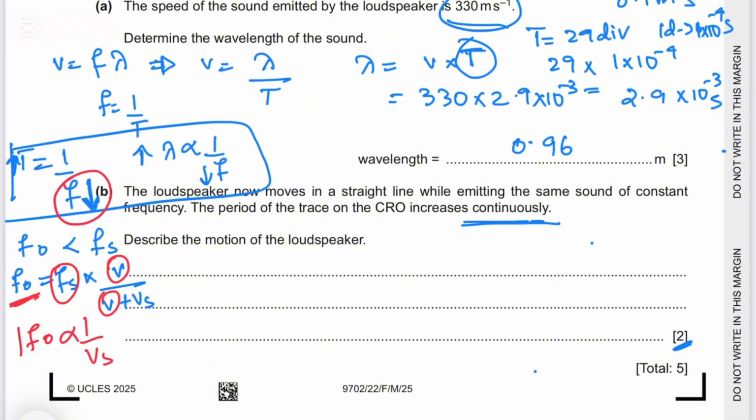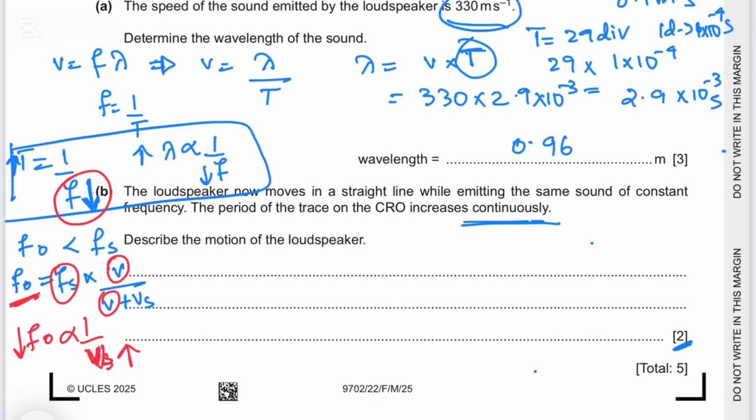If the observed frequency is decreasing and speed of source is inversely proportional to that, that means speed of source must be increasing. So knowing this relationship, we can deduce that time period on the CRO increasing continuously means that you don't just observe a singular change in the value of observed frequency. Instead, the time period increasing continuously means that the observed frequency also decreases continuously.